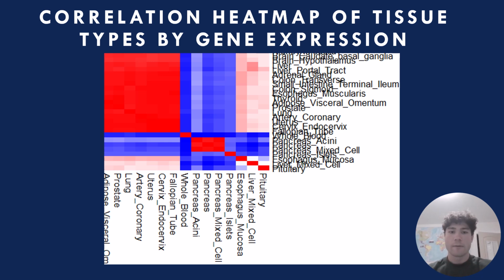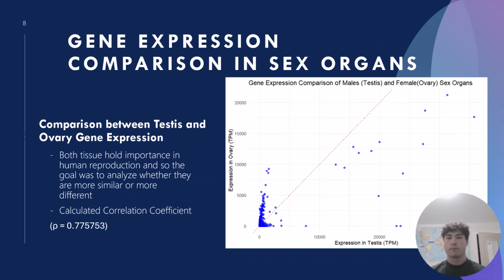If you go back and look at the entire picture, obviously I didn't have enough space on this slide, the entire correlation heat map is bright red except for this little cross right here of blue. And it really just highlights the difference in gene expression profiles between whole blood and pancreas, which I thought was pretty interesting.